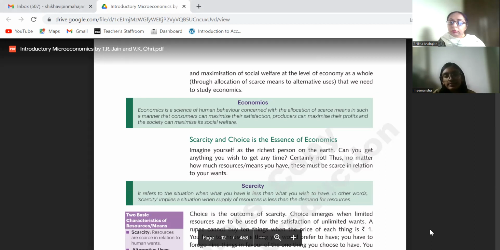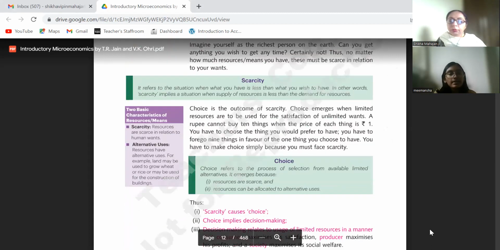Imagine yourself as the richest person on the earth. Can you get anything you wish to get anytime? Certainly not. Thus, no matter how many resources, means you have, these must be scarce in relation to your wants. Scarcity refers to the situation when what you have is less than what you wish to have. In other words, scarcity implies a situation where supply of resources is less than the demand of resources.